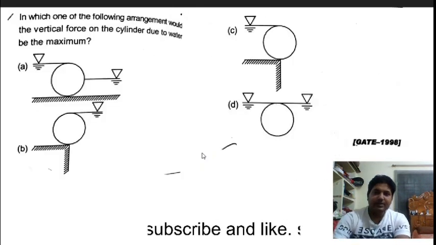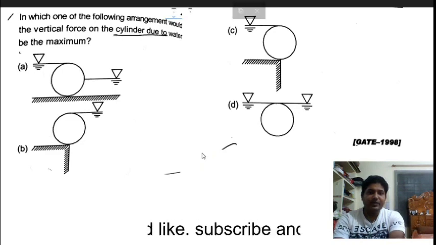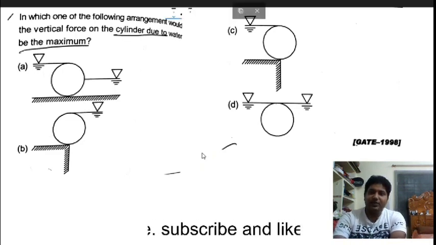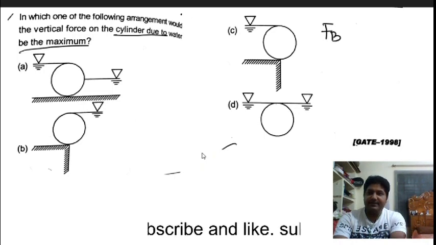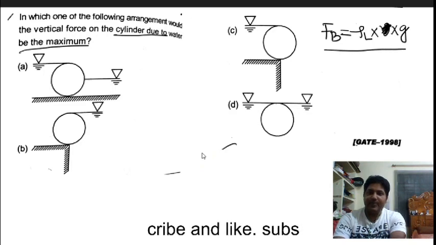So now, in which of the following arrangements would the vertical force on the cylinder due to water be maximum? The vertical force on the cylinder means the buoyancy force. Buoyancy force will be equal to the density of the liquid times how much volume has been submerged inside the water, times g. Okay. Now you see the first option.